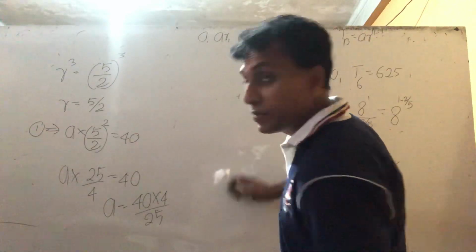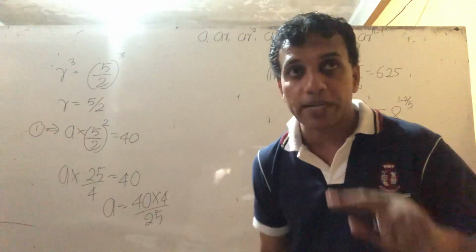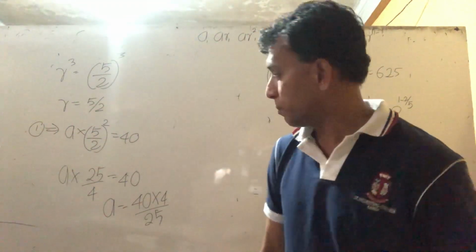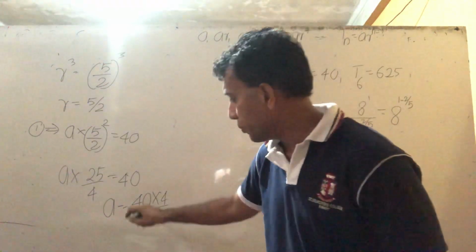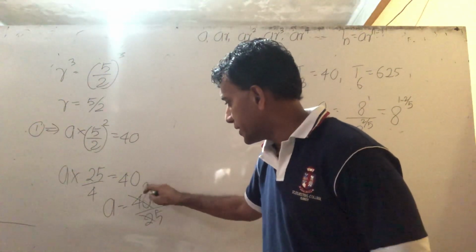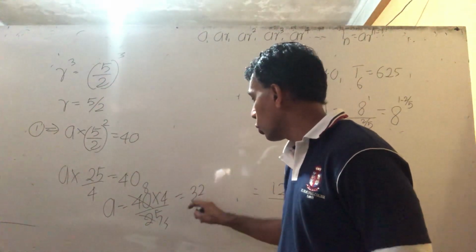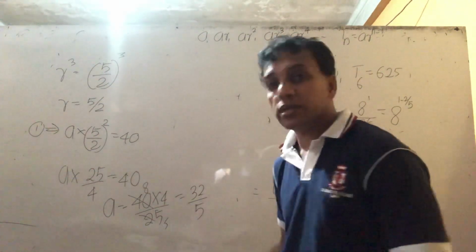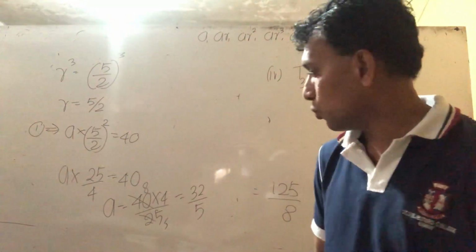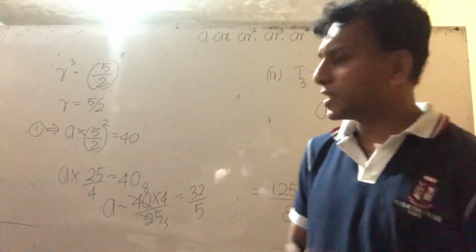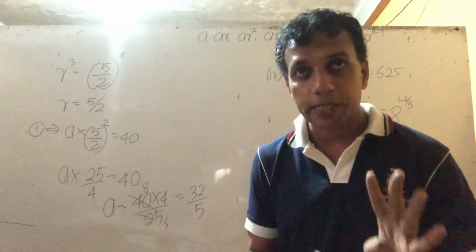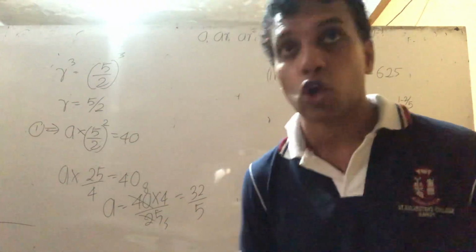So this is how to solve this type of pair of simultaneous equations GP problem, right? Can I cut by 5 here? Here 8 times, here 5 times. So 32 over 5 is the answer. That is enough to find the first term and the common ratio.